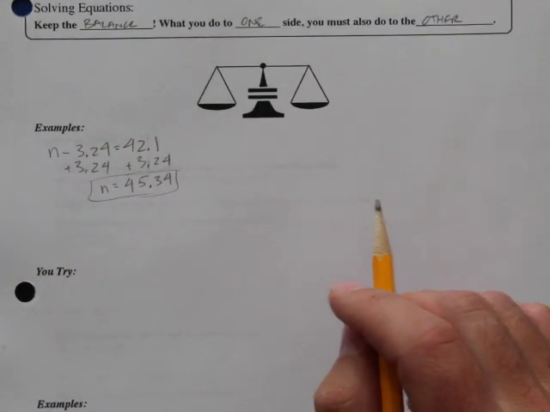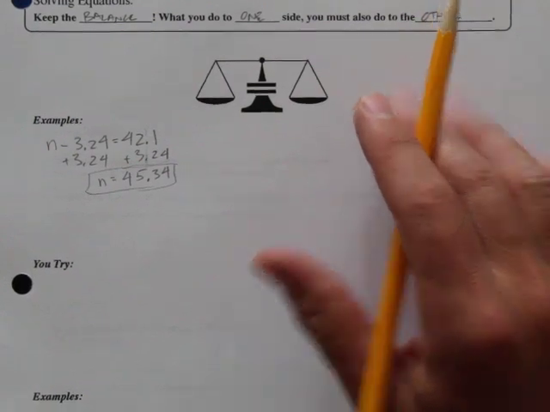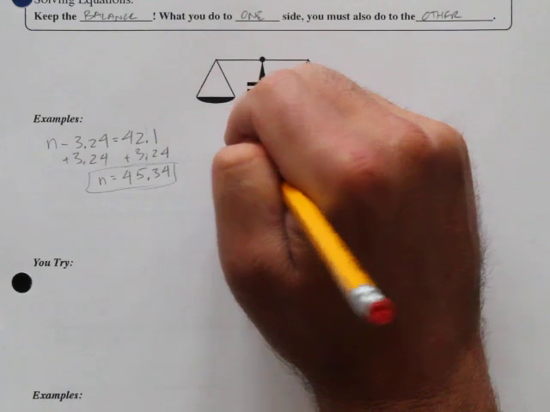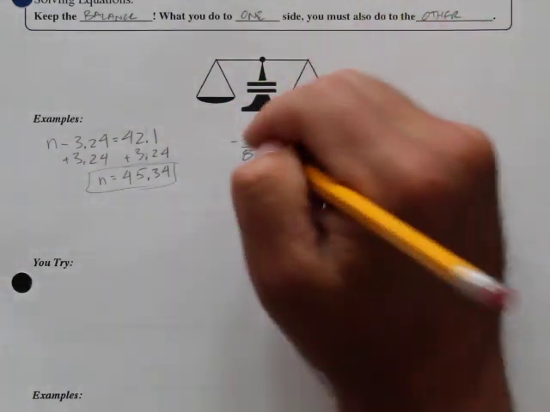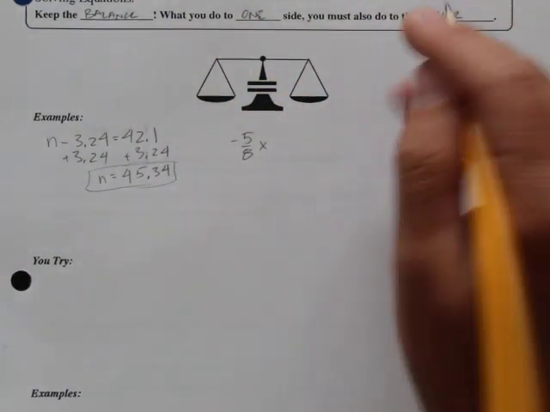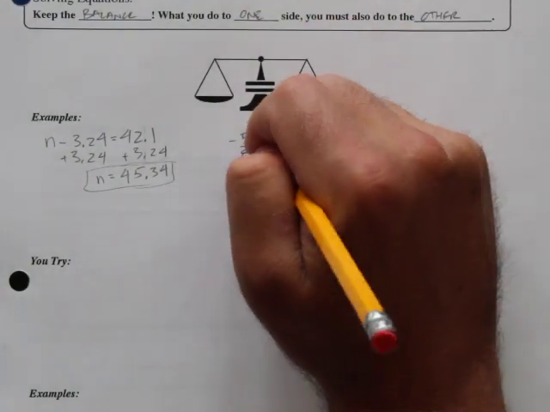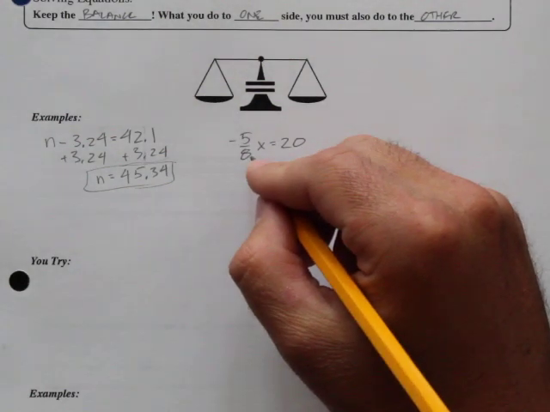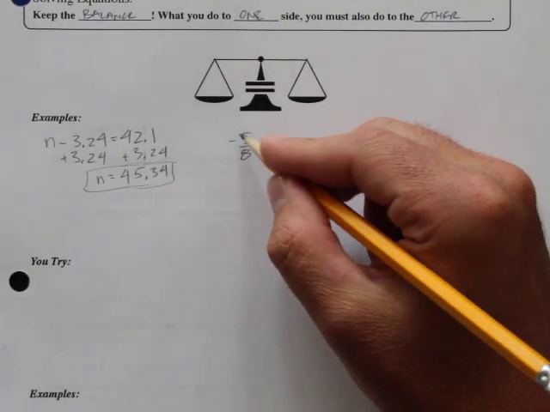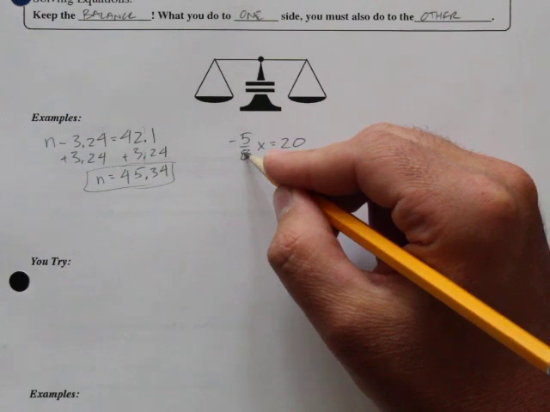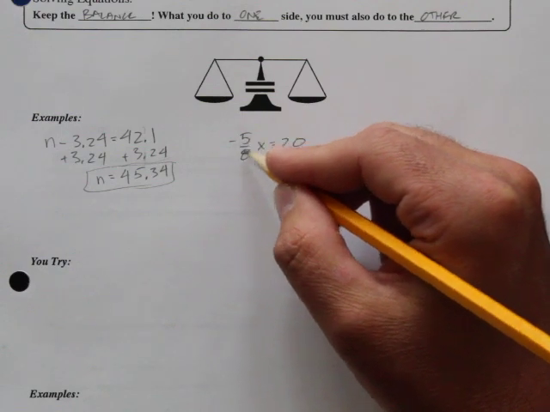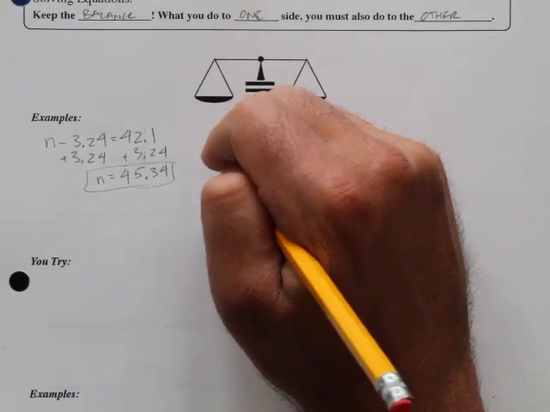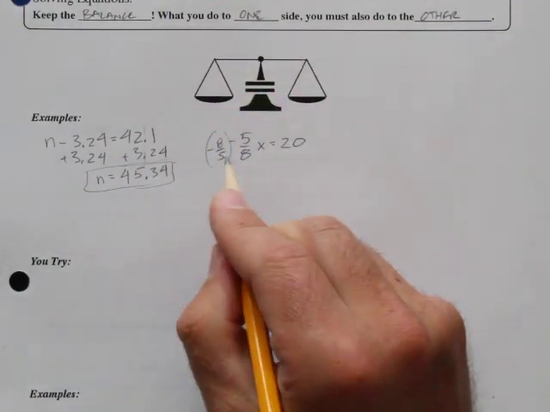Let's do another example, and then I'm going to have you do some Try-Its. Here we go. Negative 5/8 x. Remember negative 5/8 from 1-2? Interesting, that's weird. Equals 20. I want x by itself, so I have to get rid of this negative 5/8. I want this to be a positive 1, so I multiply by the reciprocal, negative 8/5.